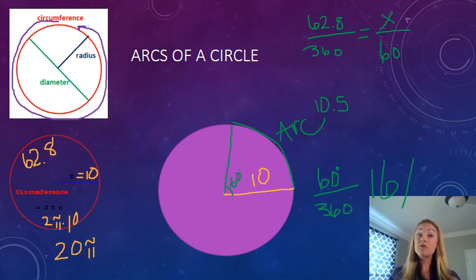So that is how you find circumference, and that is how you find an arc length if they only want a chunk of the circumference. Okay? Good luck, guys.